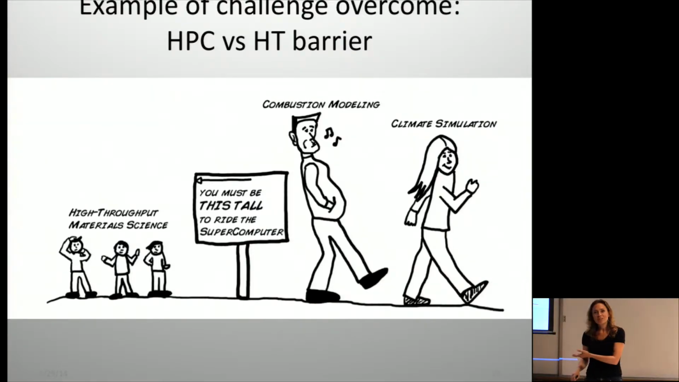That's kind of the same with these high-performance computing queues. You have to be long and tall to get in. And we're over there. We're the high-throughput material science people, and we're all very short. Maybe a little thick, too. That would sort of complete the picture. Whereas combustion modeling and climate simulation and astronomy guys, they just walk right through.